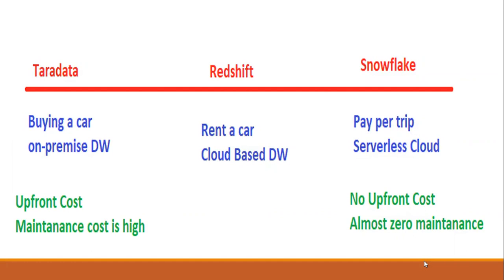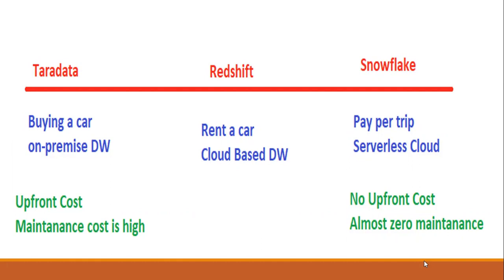The first, second, and third generation of data warehouse are on-premise data warehouses, and the fourth generation data warehouse is Redshift, which is a cloud-based data warehouse. And the fifth generation, the latest one, is Snowflake. I'll take Teradata, Redshift, and Snowflake as three examples. Teradata I'm taking as the first, second, third generation, because Teradata is an on-premise data warehouse. Then Redshift is a cloud data warehouse, and Snowflake is a serverless cloud data warehouse.